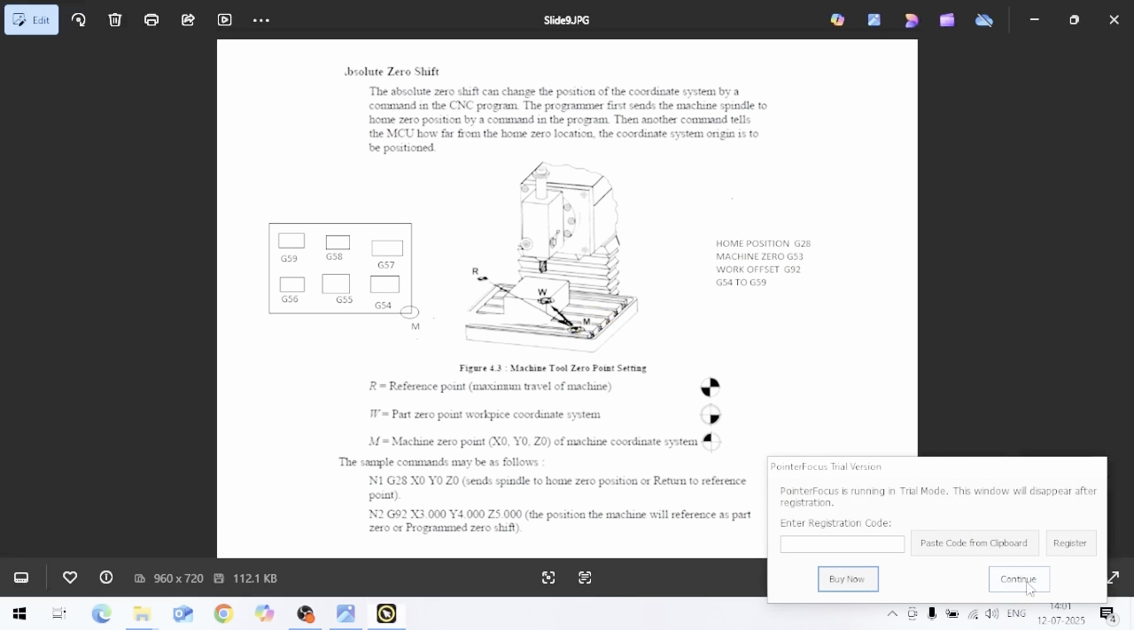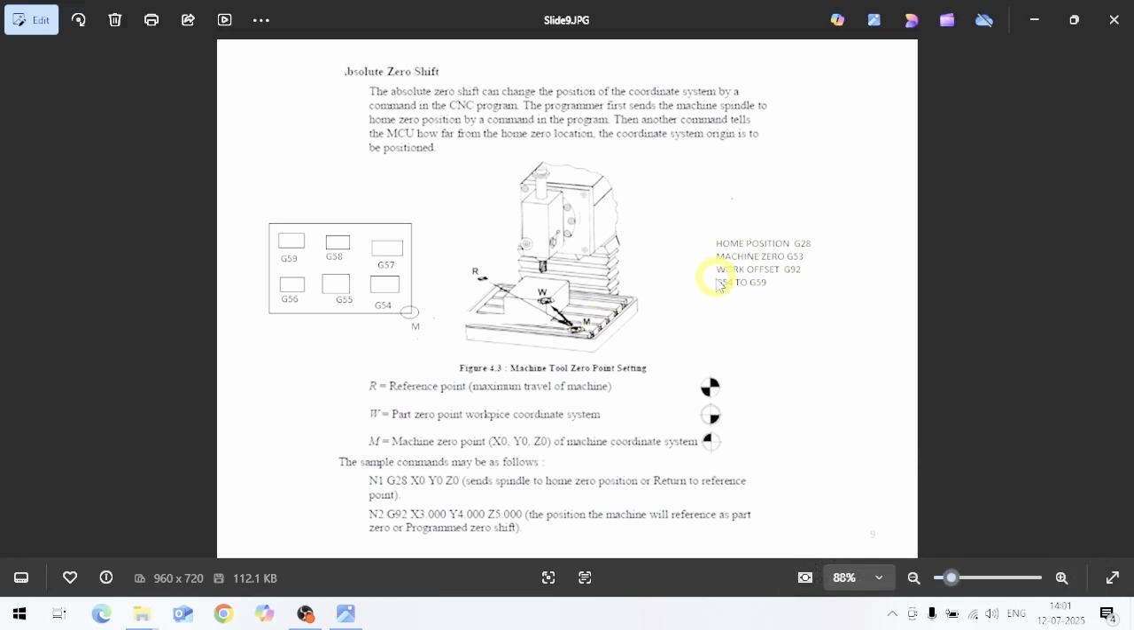And G92 is a temporary zero shift. For the machine 0, the command is G53 x0, y0, z0, and G28 is the command for the home position. It is given here, G28 x0, y0, z0. With this command, the spindle will go directly to the home position. And G92 is the temporary shift. This is given here, x3, y3 and z5, x3, y4 and z5.